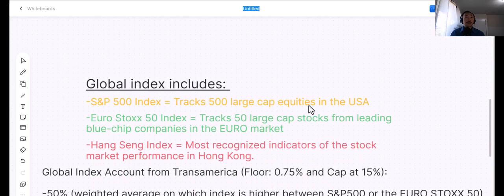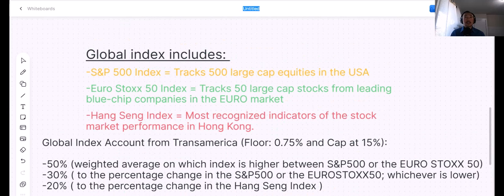So in a Transamerica IUL, you can link your cash value to two indexes. The first index is what we call the global index. And inside the global index is a blend of three indexes. The first index is the S&P 500, which stands for Standard and Poor's, and it's an index that tracks the 500 largest cap equities in the USA, or said differently, it tracks the 500 largest companies in the USA.